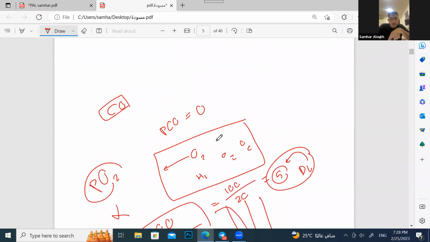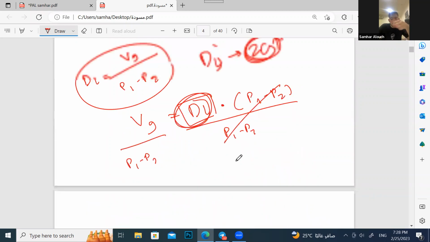And he may bring an equation, and you need to calculate the DL of CO and then multiply it by 2.3 and then find the DL of O2. Is this clear? This is very important.